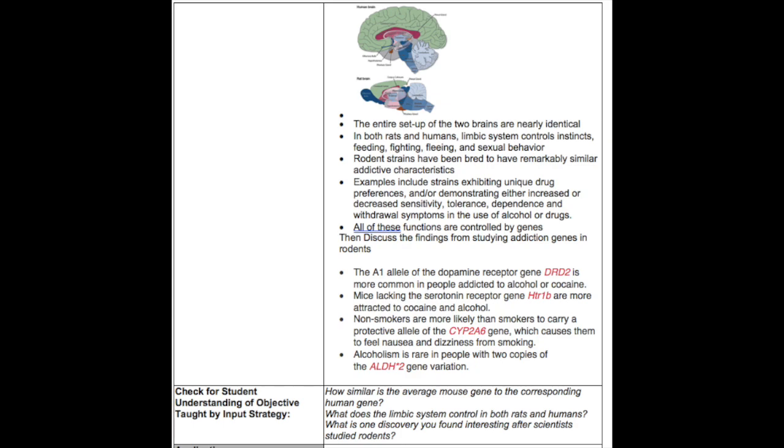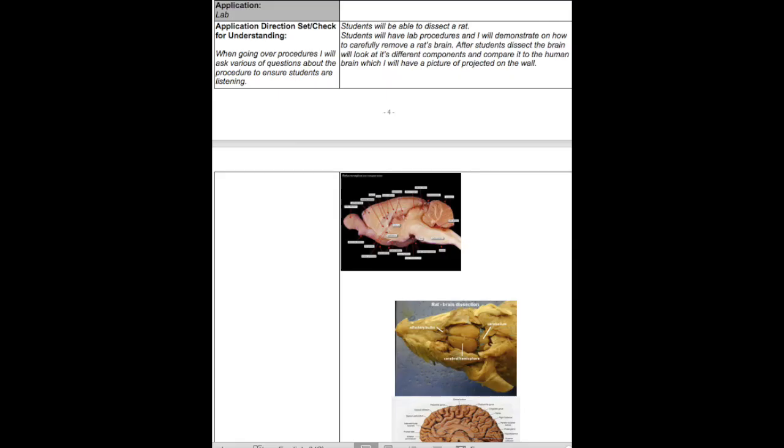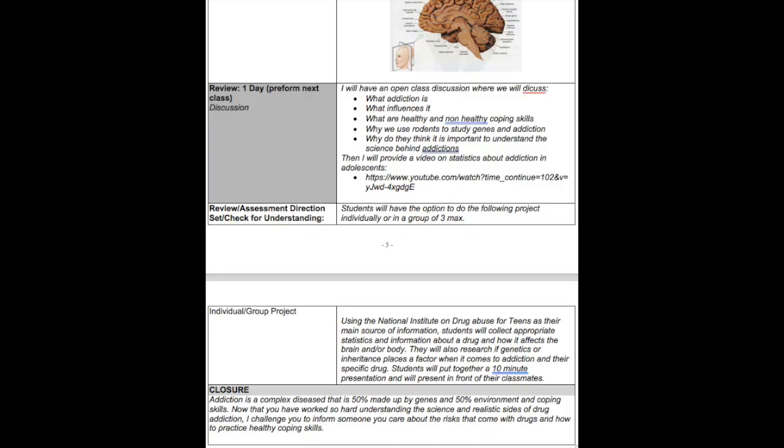And then for checking of understanding, I will ask 3 questions. How similar is the average mouse gene to the corresponding human gene? What does the limbic system control in both rats and humans? What is one discovery you found interesting after scientists studied rodents? After that, I will have my lab, which you can see below pictures of the different brains of the rat and also a human brain so students can compare. We're going to label the brain together and carefully bring it out of the skull of the rat.